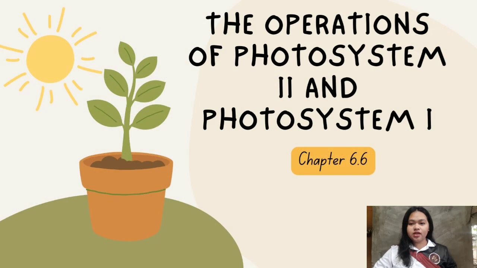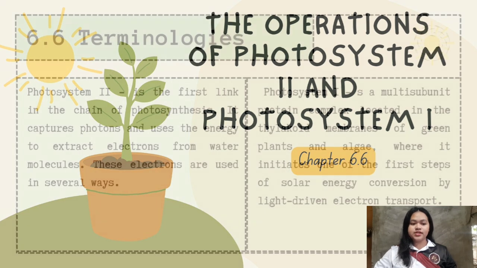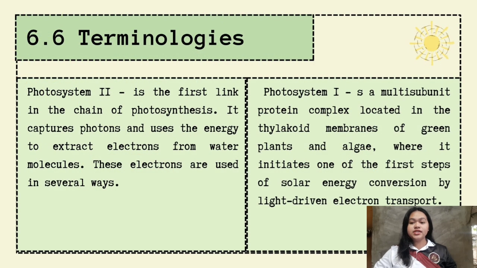Moving on to our first topic, which is the operations of photosystem 2 and photosystem 1. 6.6 terminologies. The first one is photosystem 2. It is the first link in the chain of photosynthesis. It captures photons and uses the energy to extract electrons from water molecules. These electrons are used in several ways.